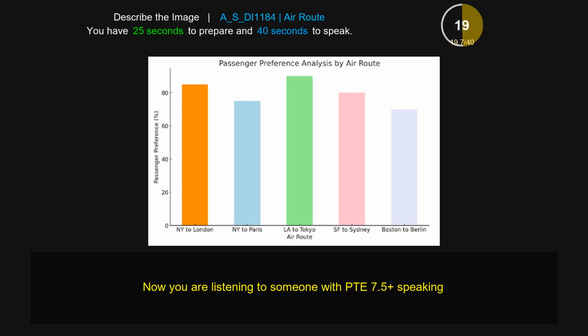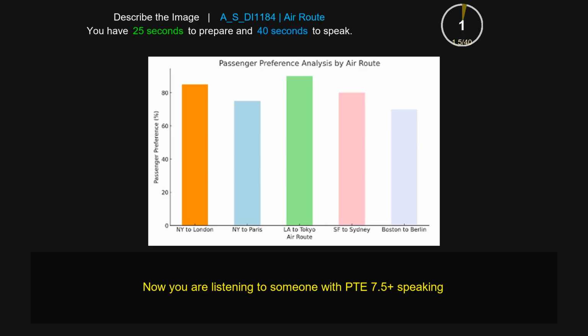Furthermore, there is New York to London, which is around 80%, New York to Paris is around 70%, and LA to Tokyo is around 90%. The highest number is LA to Tokyo, which is around 90%, and the lowest is Berlin to Boston, which is around 70%. To conclude, the image is informative.